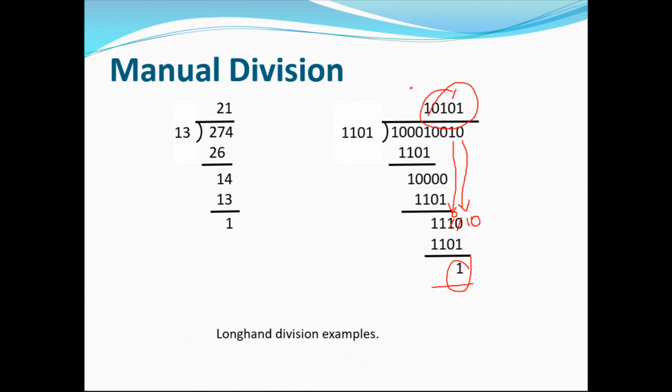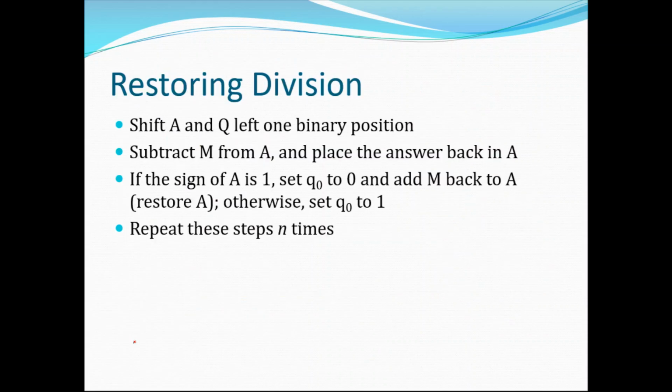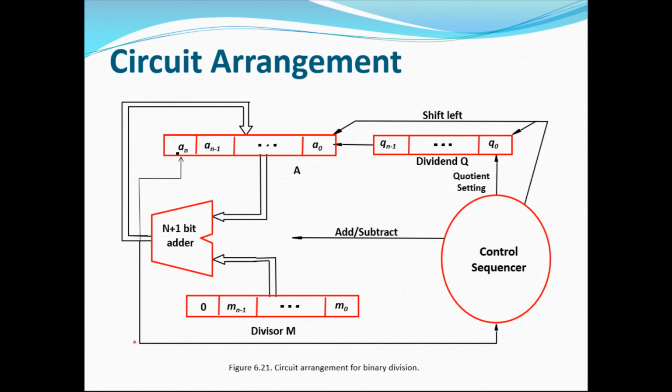If you see 8421 code, this one is in 16 position, this one is in 4th position, and this is in first, as per 8421 code. So 16 plus 4 is 20, 20 plus 1 is 21, right? So this is how it is done manually. Now, how will it be done through a circuit arrangement?